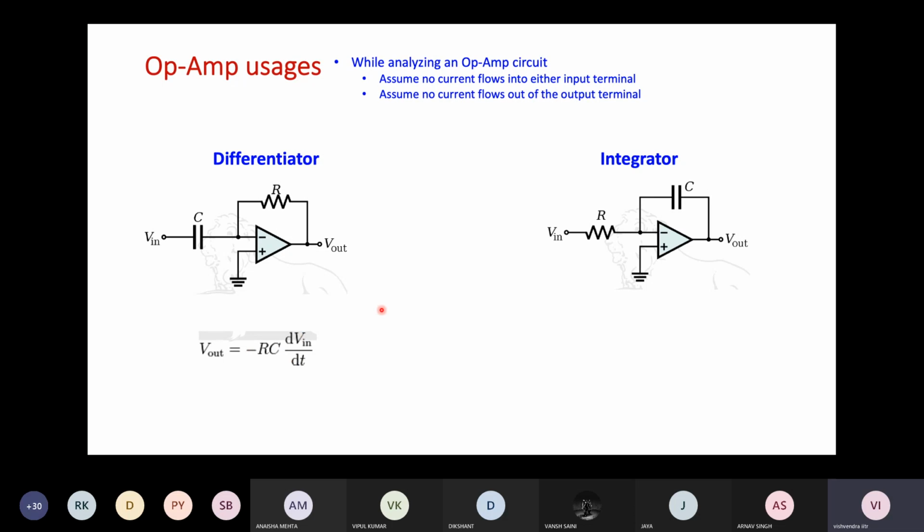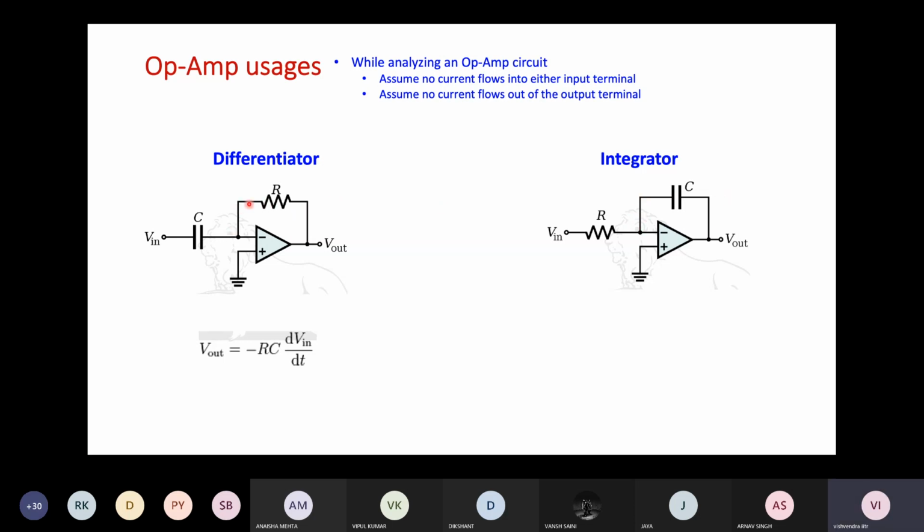Similarly, the integrator integrates the input signal. The output is equal to the integration of the input signal, and if you closely look, we just swap the positions of the resistor and capacitor. The capacitor is now in the feedback circuit. This is known as the feedback part, because this branch of the circuit is connecting the output to the input terminals. That's why it is known as the feedback branch of the circuit.